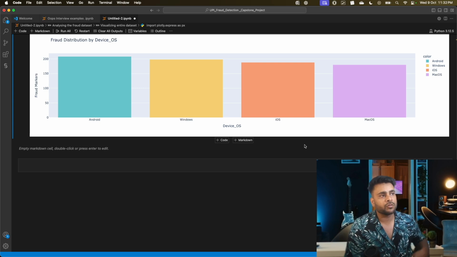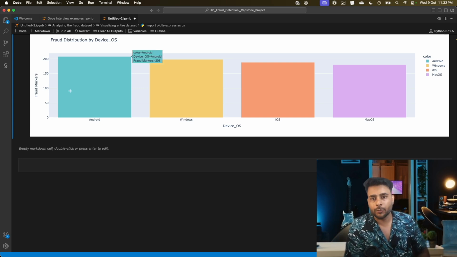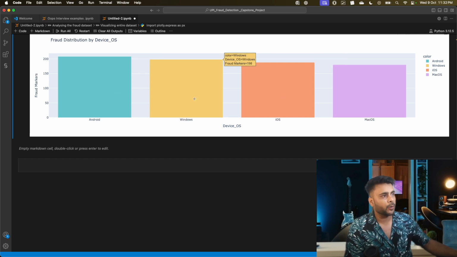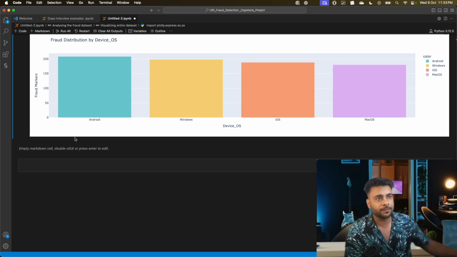It shows that Android devices, being very common, are the highest contributors towards fraudulent transactions when it comes to UPI. So most of the frauds happen because of Android, but again, this is dummy data. Then we have Windows, iOS and macOS. So this shows the data. I hope you got some idea with this analysis.